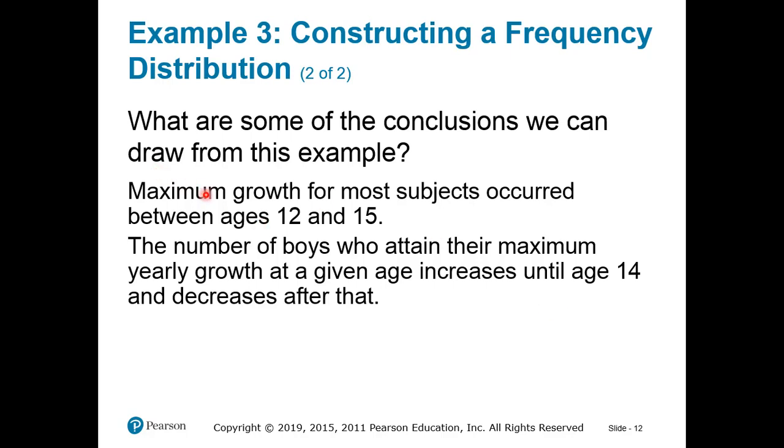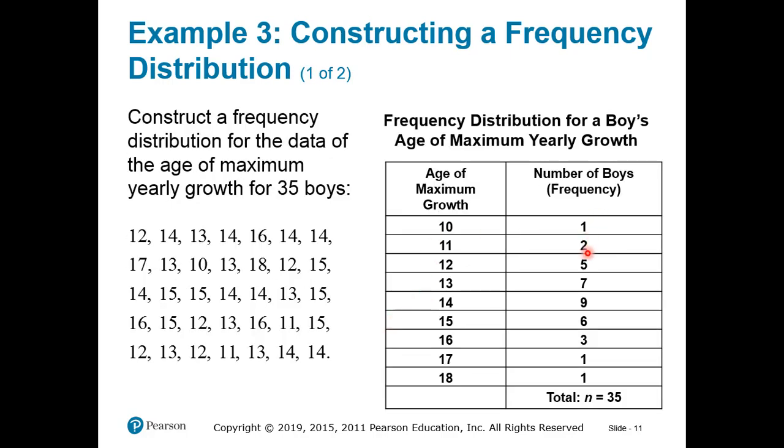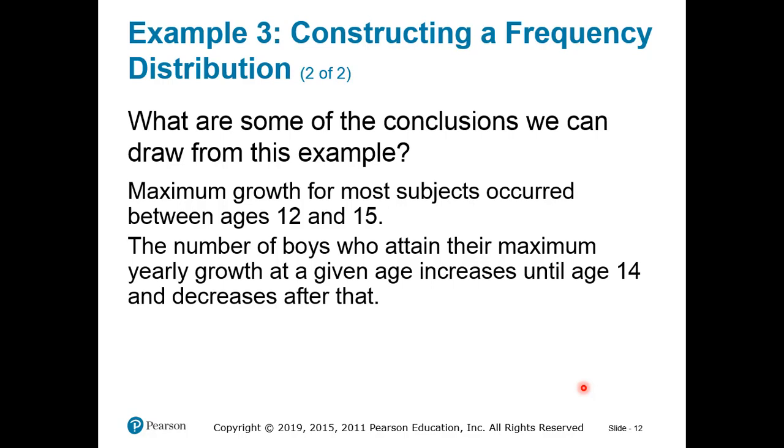Okay, and so again, maximum growth for most subjects occurred between the ages of 12 and 15, so they said 12 and 15, which is fine. The number of boys who attain their maximum yearly growth at a given age increases until age 14 and then decreases after that. So notice that it goes up, up, up, and then it hits a peak, then it goes down, down, down. Okay, so that's also an interesting feature to be aware of.